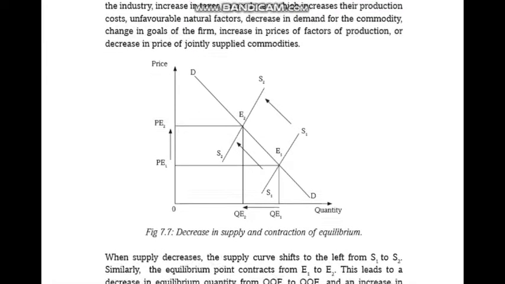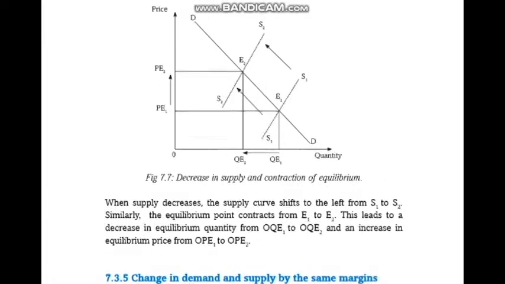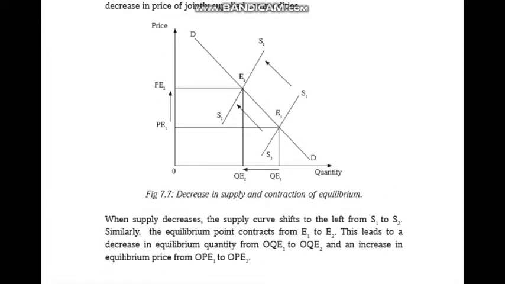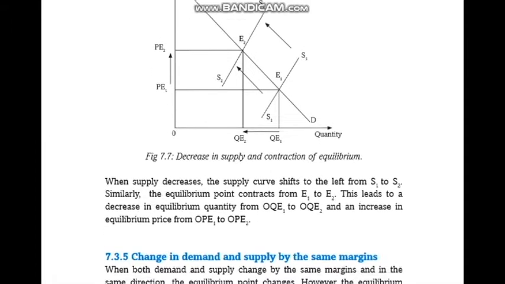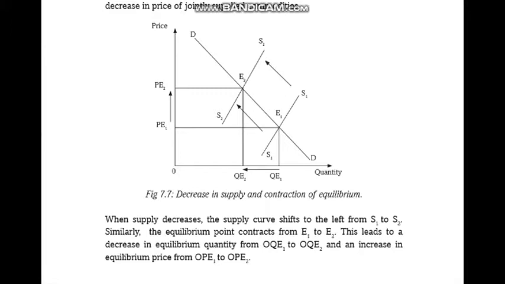So those are an example of the decrease in supply and the contraction of equilibrium. So when supply decreases, the supply curve shifts to the left from supply 1 to supply 2.